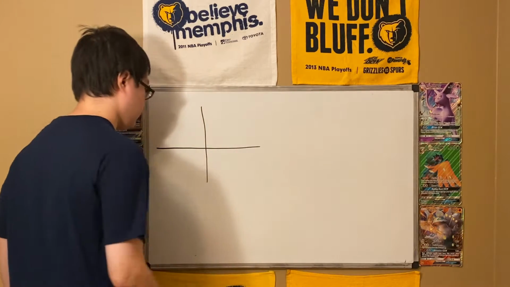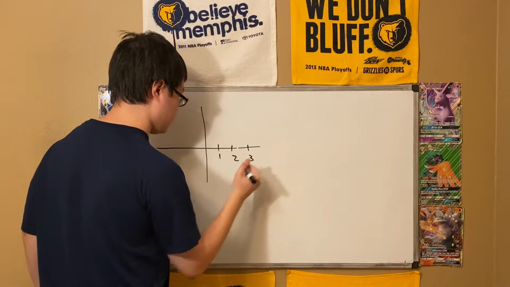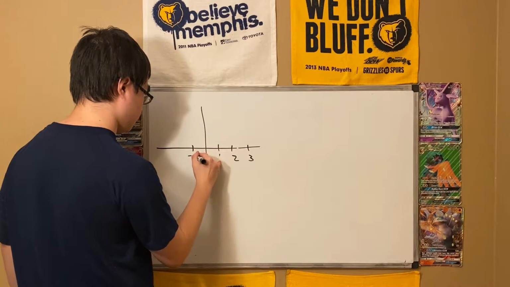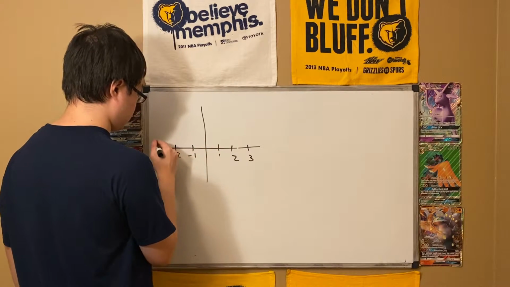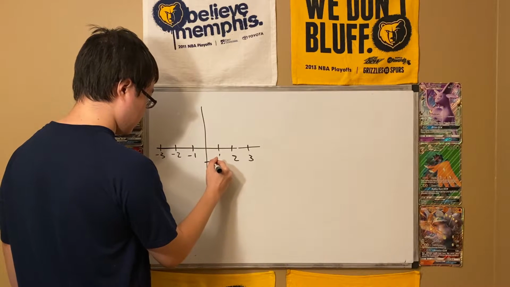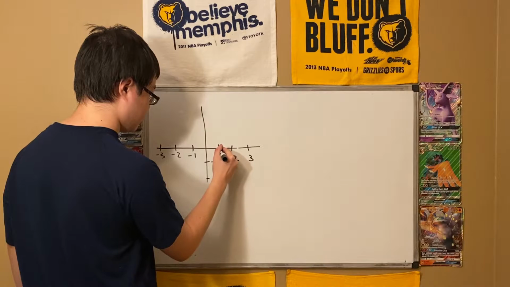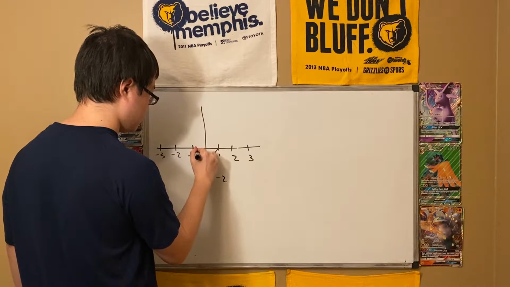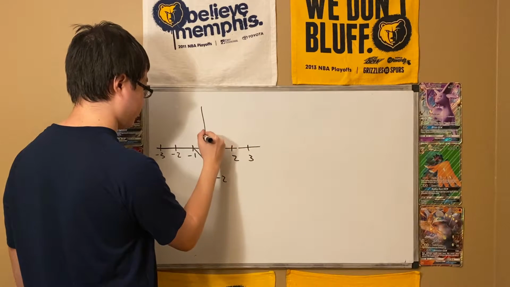Let's see here. Let's put some tick marks here. 1, 2, 3. Let's say we put -1, -2, -3. Let's say our graph looks like something simple to start off with. -1, -2, I want that. So let's say we have this, maybe the simplest graph of them all.